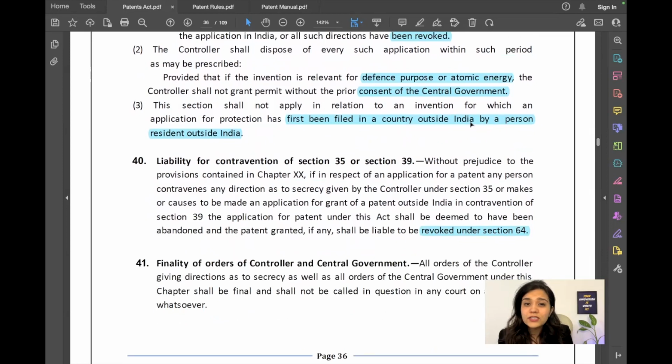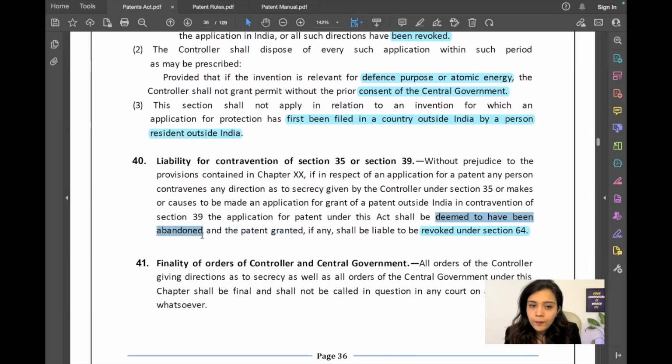So now let us have a look at what the liability is. For example, you contravene provisions of secrecy, or you file your application outside India but you do not take a foreign filing license. Then under Section 40, there is a liability, which is without prejudice to provisions contained in Chapter 20. If in respect of an application for a patent, any person contravenes any direction for secrecy given under Section 35, or makes or causes to be made an application for grant of a patent outside India in contravention of Section 39, that means you have not taken a foreign filing license, then the application for patent under this Act shall be deemed to have been abandoned. The patent granted, if any, shall be liable to be revoked under Section 64.